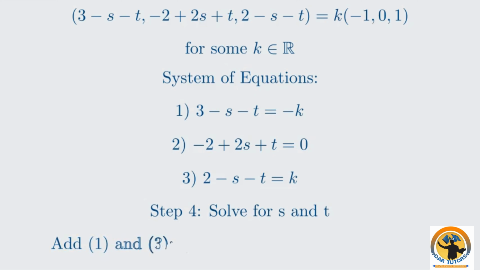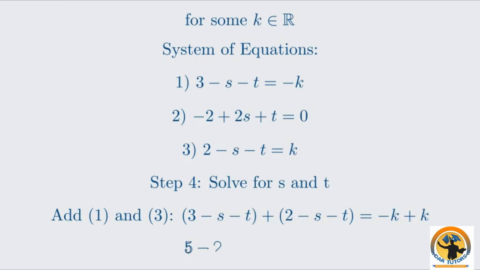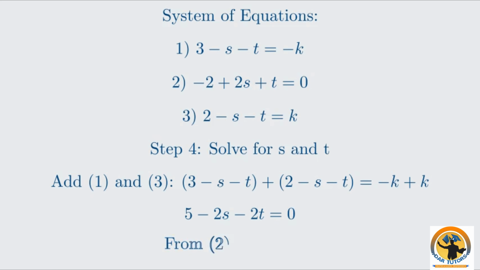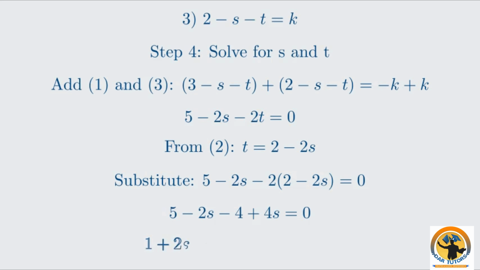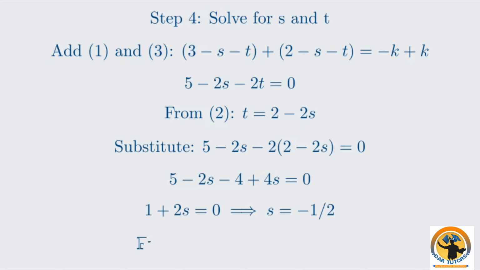Notice that the right sides of equations 1 and 3 are opposites. If we add the two equations, we get 5 - 2s - 2t equals 0. From equation 2, we can rearrange to get t equals 2 - 2s. Substituting this into our new equation gives 5 - 2s - 2(2 - 2s) equals 0. This simplifies to 1 + 2s equals 0, so s equals -1/2. Substituting s back into the equation for t gives t equals 3.